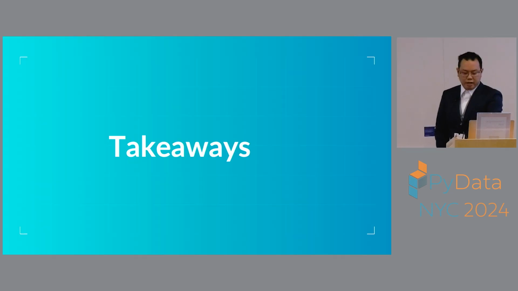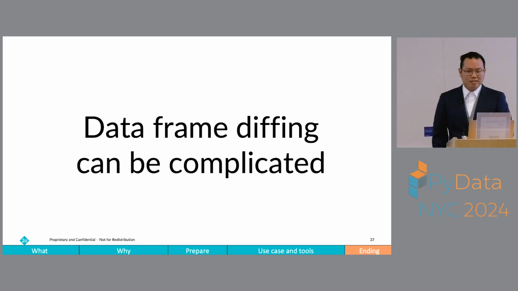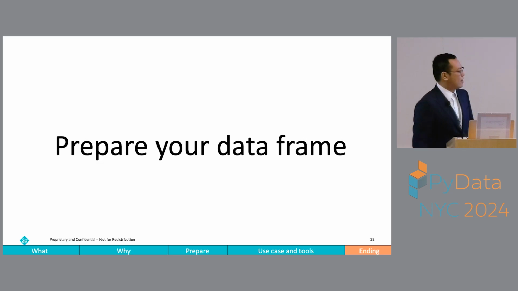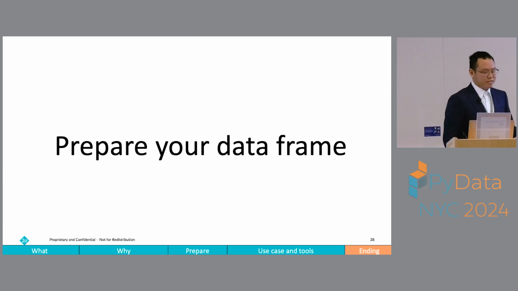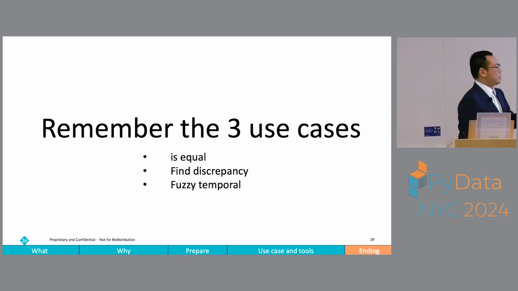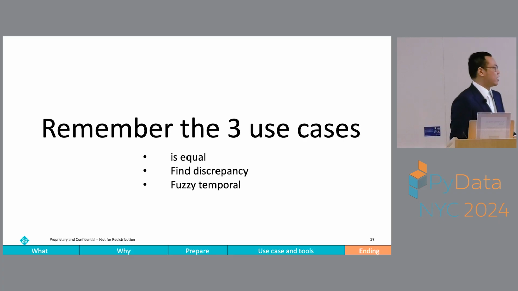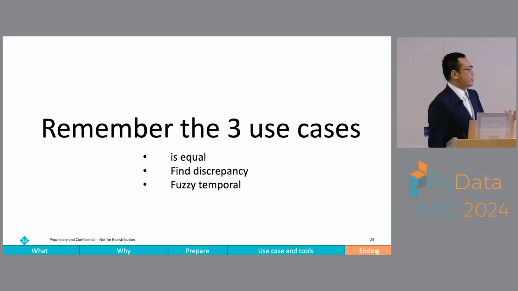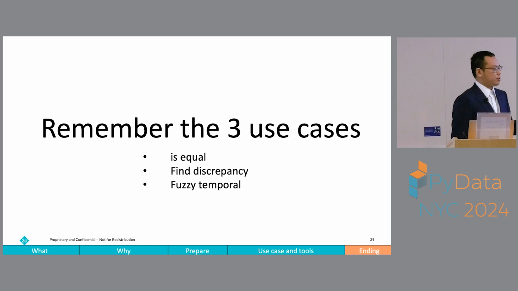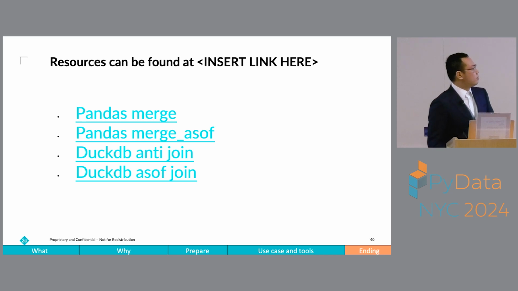Cool. Some key takeaways for today's presentation. First, data frame diffing can be very complicated. Because of that, before you do the data frame diffing, make good preparations. After that, remember the 3 use cases for resolving data frame diffing: check if the data frames are equal, find the discrepancies, and if you have timestamped data frames, use the temporal asof join to solve that. If you want to know more, I provide the links to the APIs for both pandas and DuckDB.